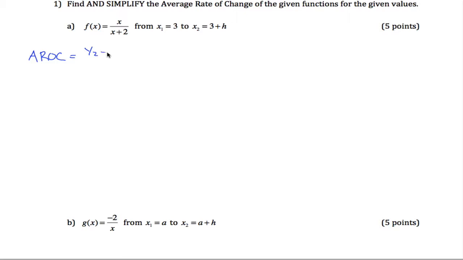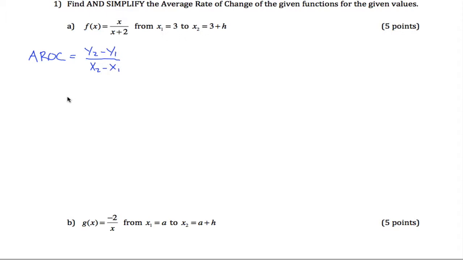It's kind of like a slope formula. It's the change in the y values over the change in the x values, because really all we're figuring out is the slope of the secant line that goes through these two points. So if you look at this formula, you need to know four things: the two y's and the two x's.